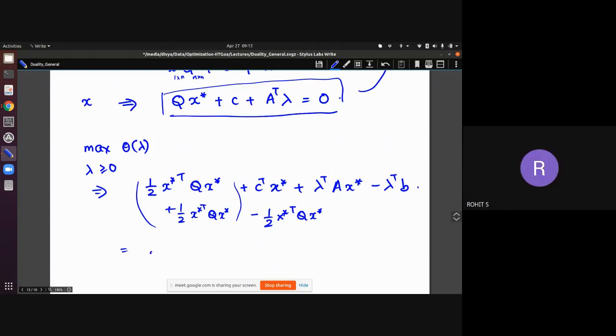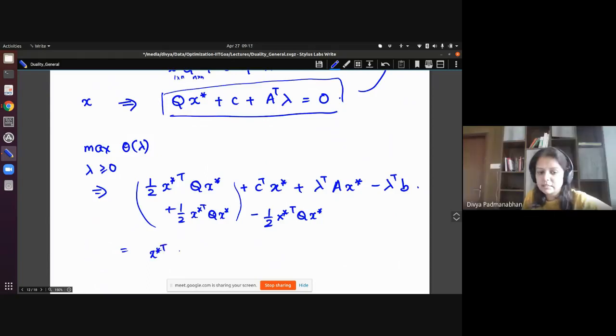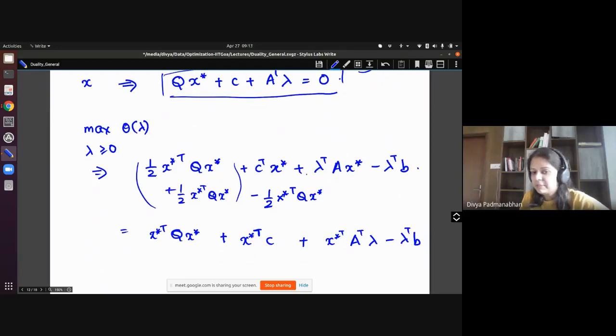x star transpose Q x star, plus x star transpose c, plus x star transpose A transpose lambda minus lambda transpose b. I just wrote it in this way for a particular reason.